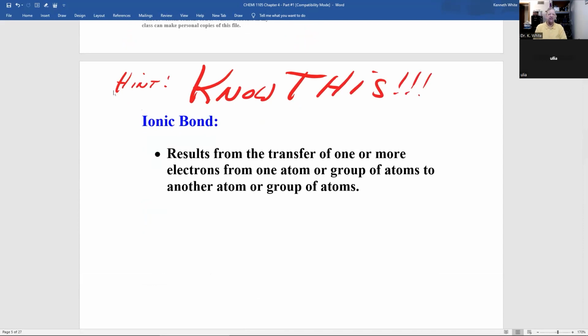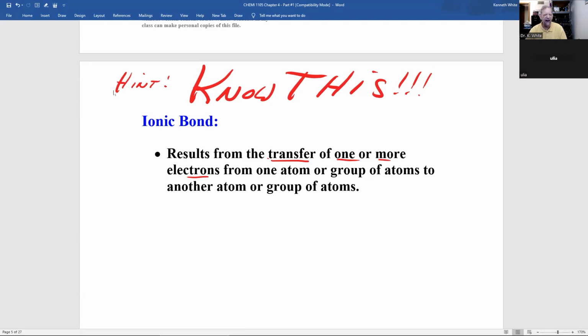I usually don't ask you to learn definitions, but I hope you all get that hint. Know this. What is an ionic bond? An ionic bond results from the transfer of one or more electrons from one atom or group of atoms to another atom or group of atoms. So you have an electron being transferred. You should know that an ionic bond results from, and this is important, the transfer of one or more electrons from one atom or group of atoms to another atom or group of atoms.